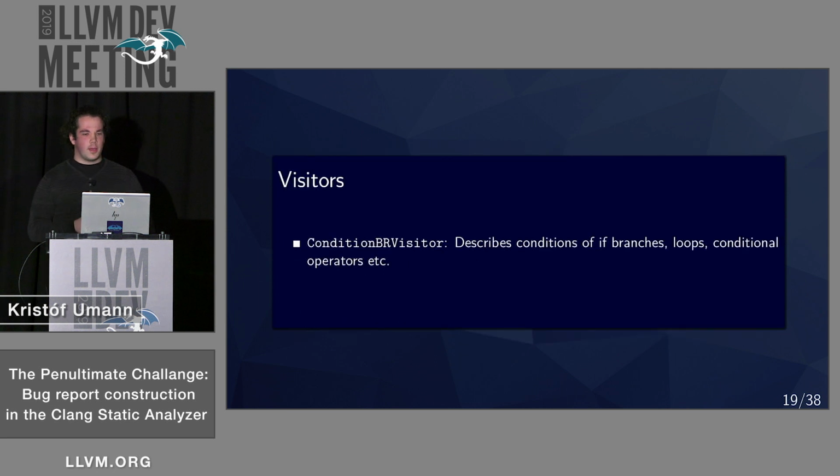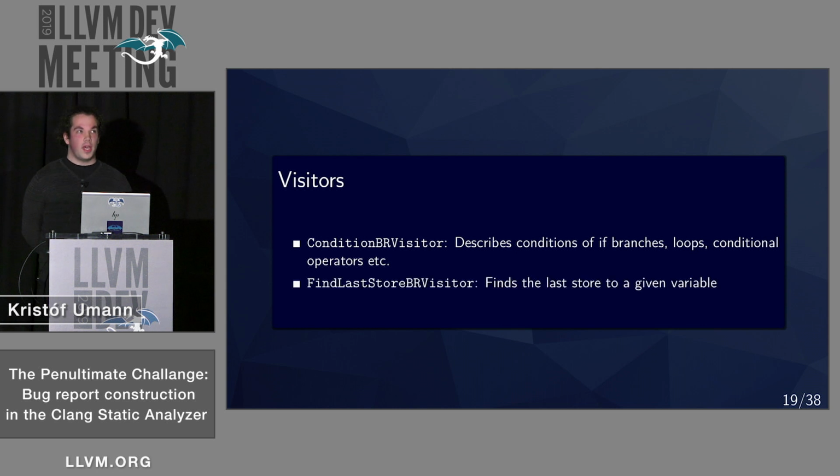Let me give you a couple of concrete examples. Condition bug reporter visitor is a visitor that, if it finds a condition in an exploded node, will describe something related to that, for example, conditions of if branches, or loops, or conditional operators, etc. Find last store bug reporter visitor is not as general of a tool.